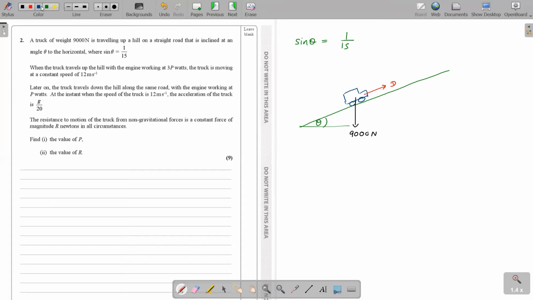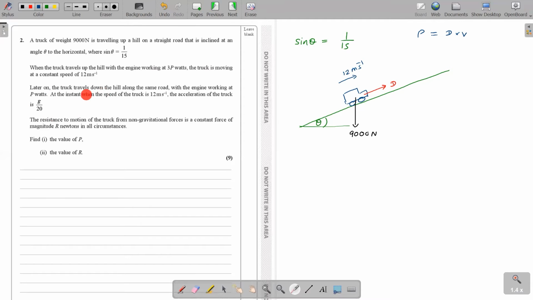Basically, the equation we use connecting power and the driving force is power equals driving force times velocity, right? So they say here the power is 3p. The engine is working at 3p watts. The truck is moving at a constant speed of 12. They have told you it's moving at a constant speed. Constant speed means forces are balanced, right? Because there's no acceleration.